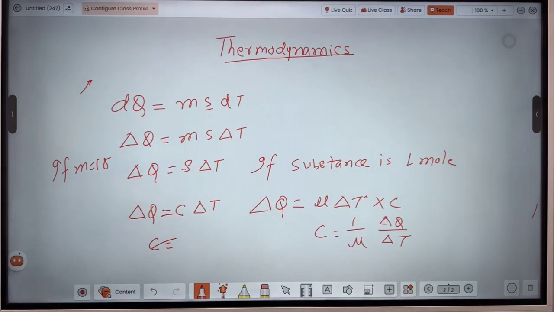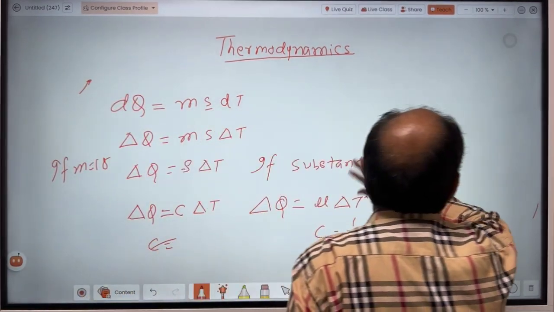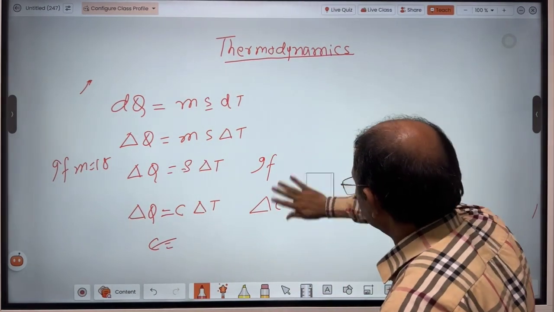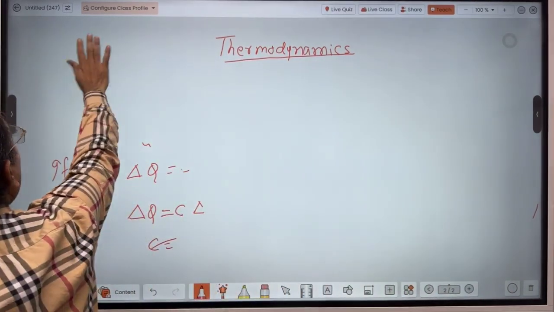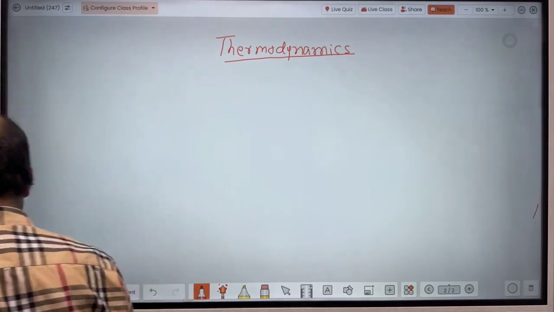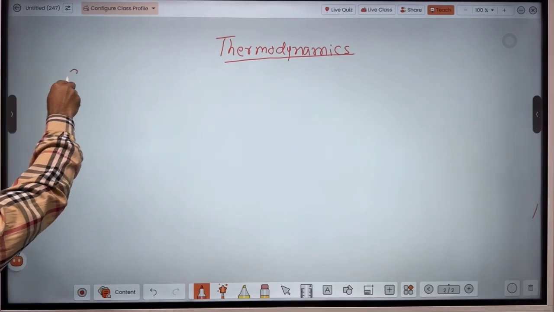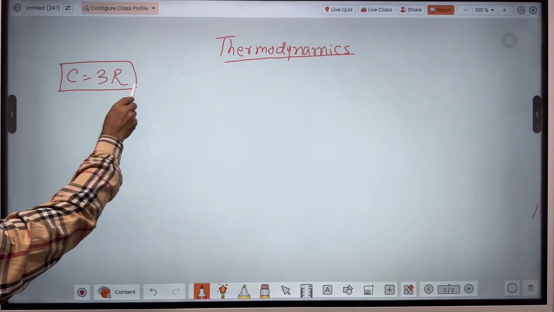Now we are going to see next thing. Here one more concept is there. These are basic concepts. Now we are going to prove C equal to 3R for a solid.